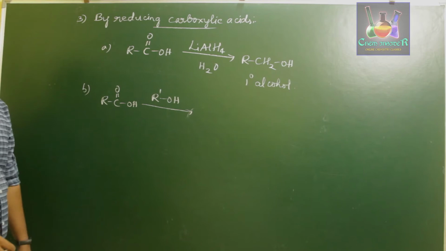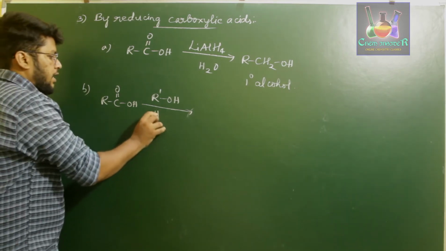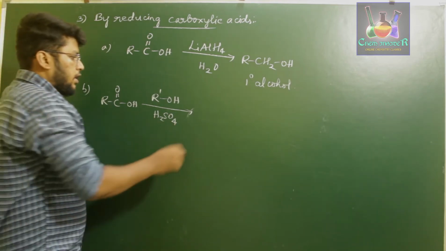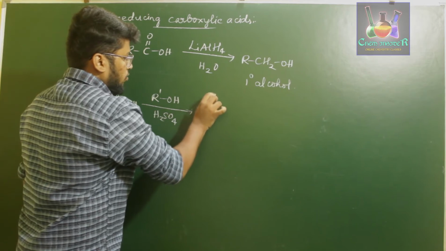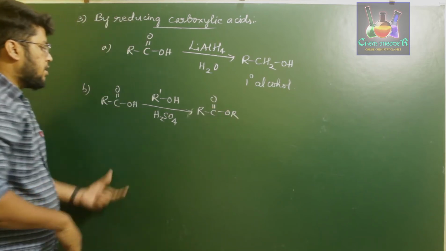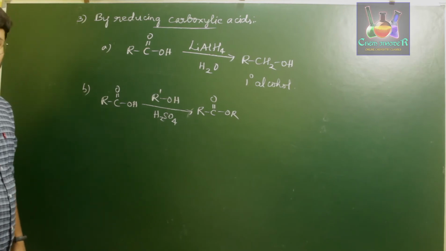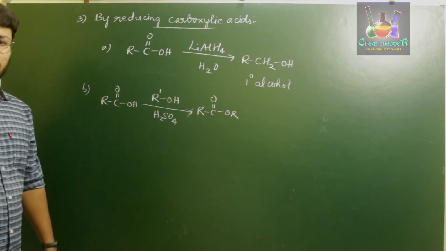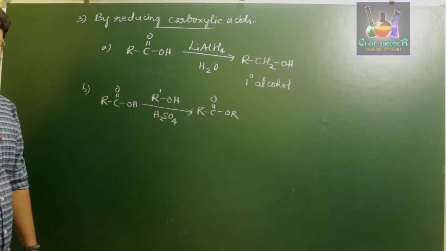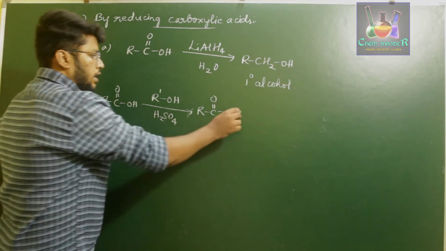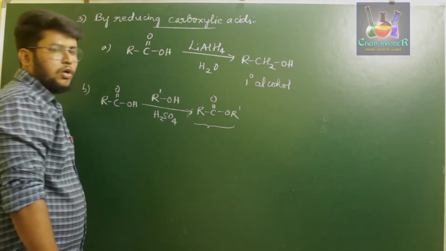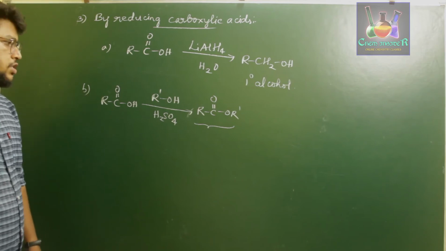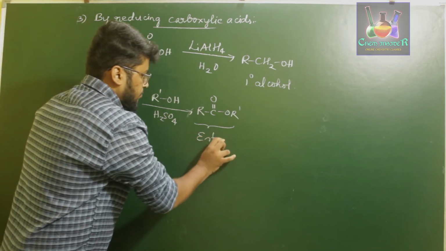So when a carboxylic acid is treated with the alcohol in the presence of an acid such as H2SO4, it forms esters, RC double bond O OR prime. What happens here is, we remove a water molecule from this reaction. So RCOOH and R prime OH react with one another to lose a molecule of water in the presence of concentrated sulfuric acid. Once this is done, we get an ester of the form RCOOR prime. If a compound has this type of structure, then it is called an ester. So this is an ester molecule.